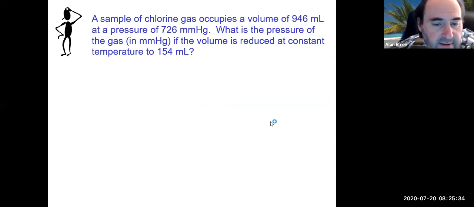I think you got one, so why don't you take a second here and give it a go. See what you come up with: a sample of chlorine gas occupies 946 milliliters at 726. What is the pressure if the volume goes to 154? Take a moment or two and see what you come up with.